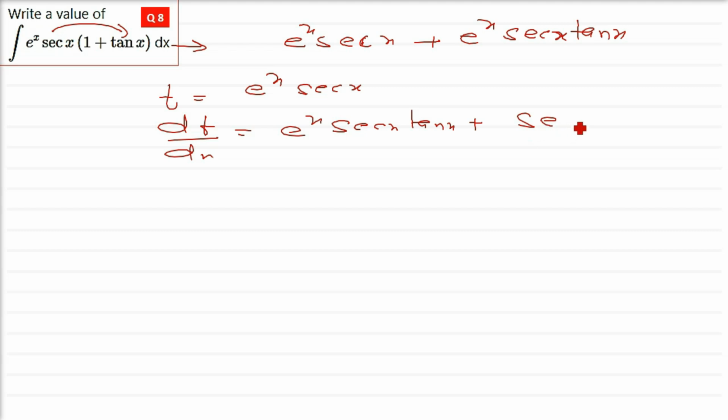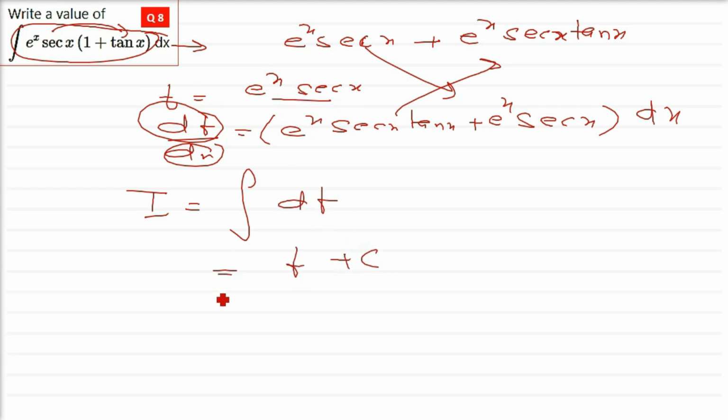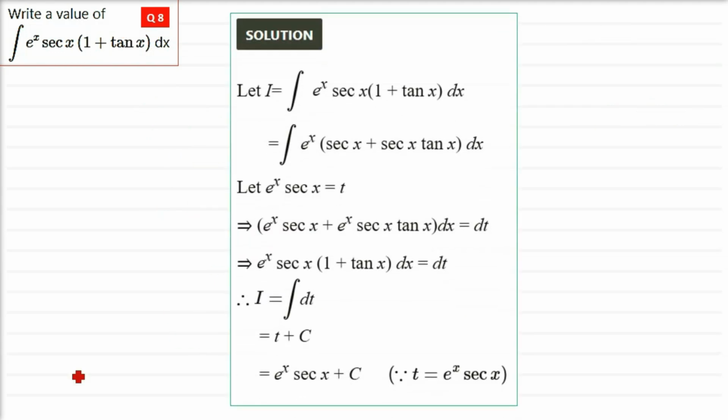I'm applying the product rule. Sec x e raise x will be e raise x. So these two terms are exactly the same. So this whole term which is given in the question can be written as just dt. So again you are just integrating dt. So you are just getting t here plus a constant of integration. But we have taken t as e raise x sec x, so we can write it here plus a constant of integration. This is your final result. So this is how it will be done, and this is how it will be written, and take it as a reference. Try it yourself. All these questions have already been done by you.